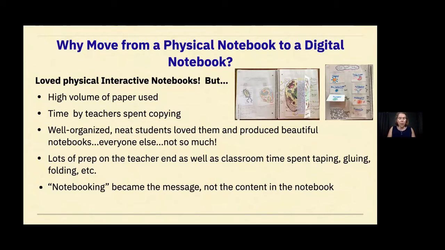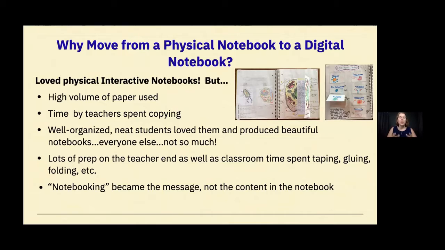And now some of you also, and I started out this way as well, it's like, okay, we're going back 5 days a week, hopefully. And we did start with physical notebooks. So if you were comfortable with physical notebooks in the past, why would you consider doing digital notebooks? Well, we liked our physical notebooks, but there was a high volume of paper used. There was a ton of copying on my part.